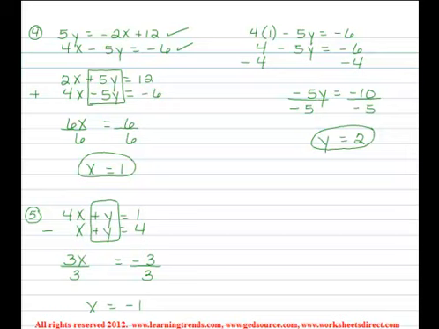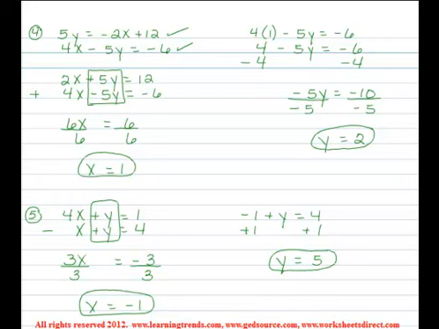Let's take that value of negative 1 and substitute that into our second equation, which is x plus y equals 4. So that will give us negative 1 plus y equals 4. Add 1 to both sides, and y equals 5. So the answer to number 5 is x equals negative 1, and y equals a positive 5.